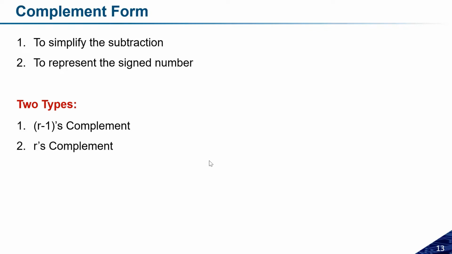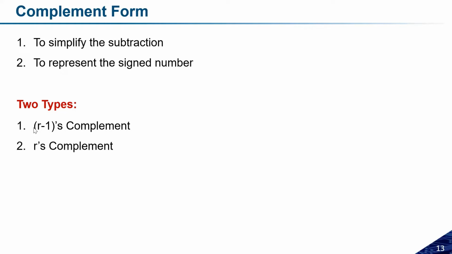The second kind of complement is the r's complement. R here is the base. If I'm talking about the binary number system, for binary, r is equal to 2. So r-1 means ones. So I'm talking about ones complement and twos complement. Similarly, for the decimal number system, the base is 10. So in that case, I will talk about nines complement and tens complement. So these are the two types of complement, especially in number system representation.